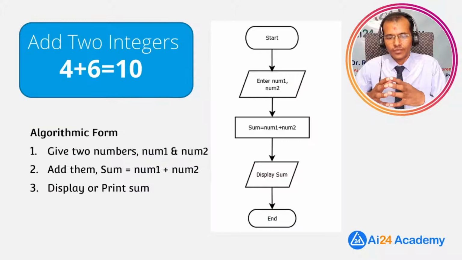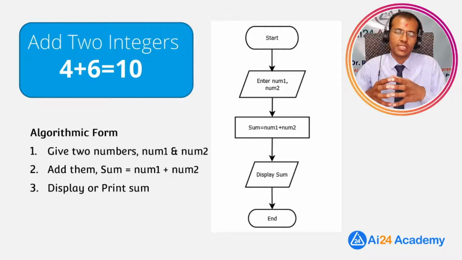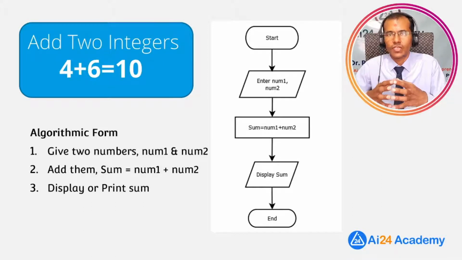Now these steps can be represented in algorithmic form like this. Give two numbers, number 1 and number 2, add them by doing sum equal to number 1 plus number 2, then display or print the sum. The same algorithmic steps can be represented like this. So this is how, if any problem is given, simple or complex, we can represent the steps in this form, and they can also be represented using a flowchart like this.